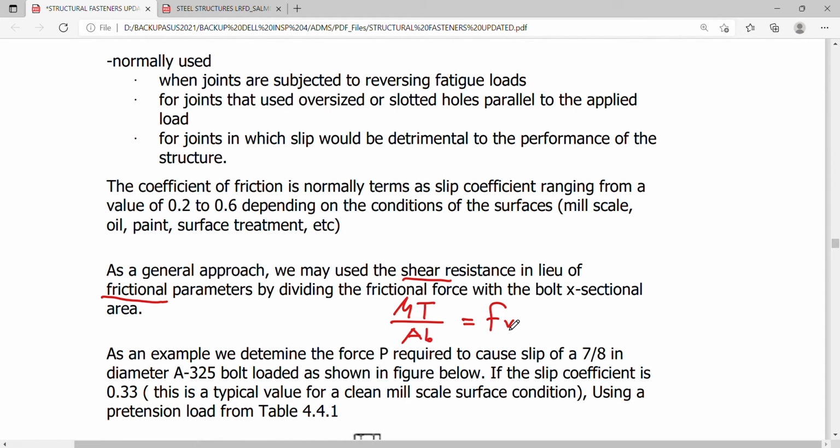This is a simple shear condition. So an example, we determine the force P required to cause slip of a 7/8" diameter, A325 bolt loaded as shown in the figure. So if the slip coefficient is 0.33, which is the usual value used for a typical section with a clean mill scale surface condition.